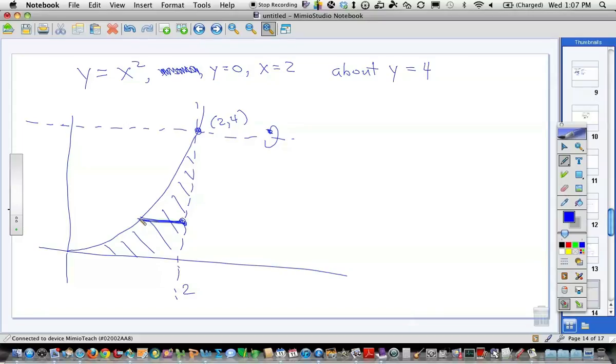What direction is the strip? It's got to be horizontal, right? You're revolving around y equals 4, which is a horizontal line. So you have to have a horizontal wrapping, a horizontal strip. It's so much easier if you misread y equals 4 as x equals 4.